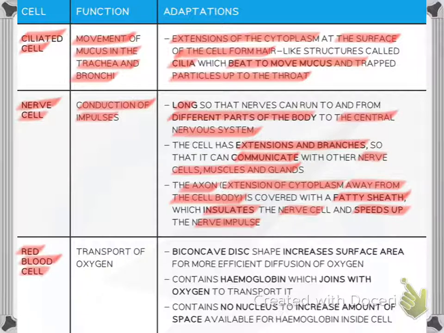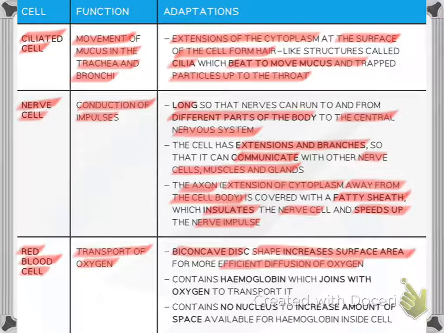Now the red blood cell is supposed to transport oxygen. That's the function of red blood cell, to transport oxygen. Now the adaptation is that it has a biconcave disc, which is a shape that increases the surface area, and when it increases the surface area, it allows for more efficient diffusion of oxygen. Now if you've seen a red blood cell, it is like a donut shape cell. That's why it's called a biconcave disc, and that shape of it increases the surface area. The surface area will be used for the diffusion of oxygen.